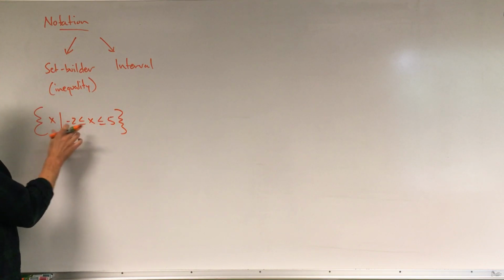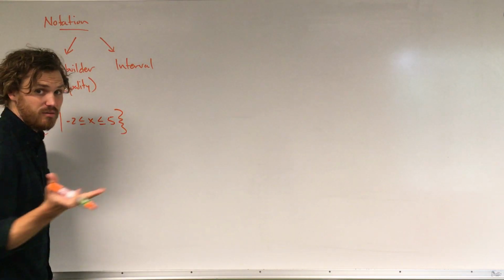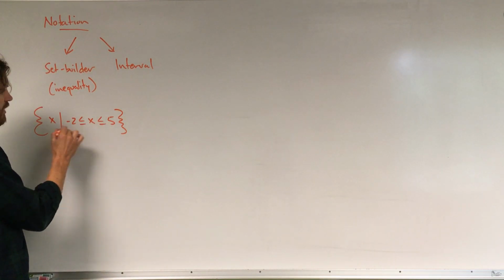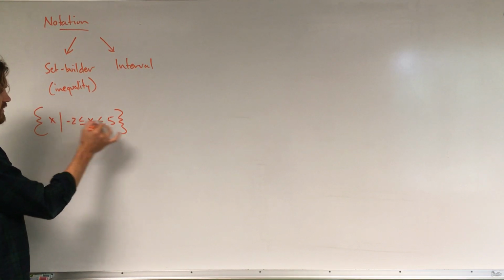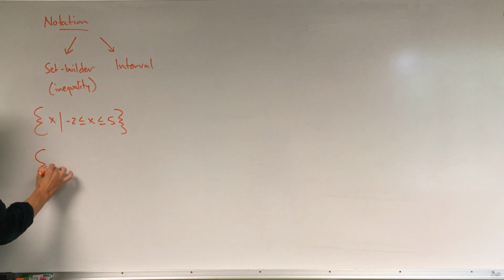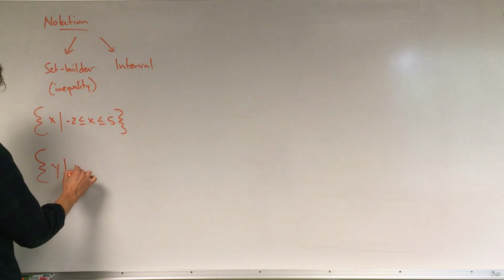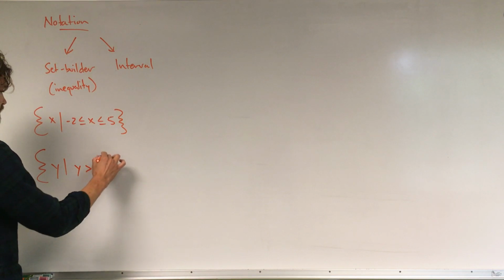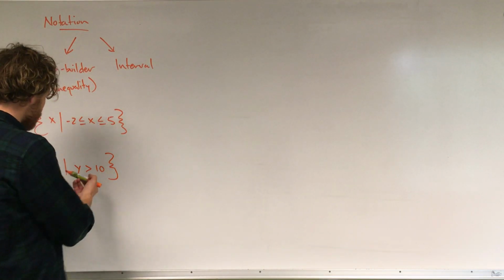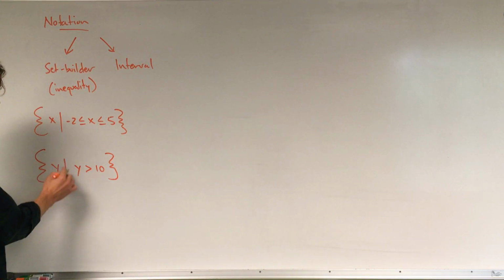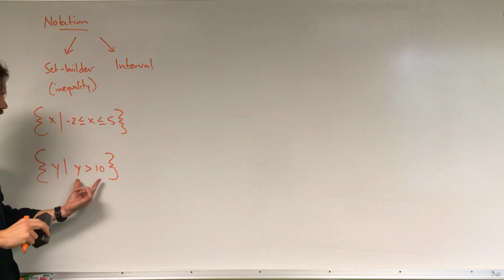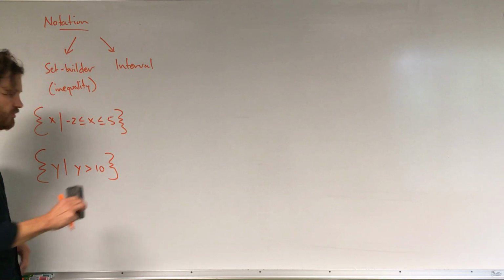And that would say, first of all, we know we're dealing with domain, right? Because we're using x values. And it tells us that we want all of the x values between -2 and 5, including the endpoints. Another example would be y such that y is greater than 10. Okay, so y is greater than 10 just means, first of all, we're dealing with range because we've got the y values, right? And that's what range is. But secondly, that we want all of the values bigger than 10, not including 10.